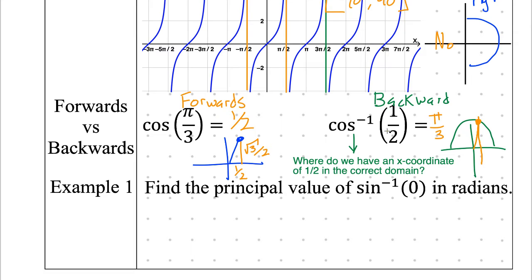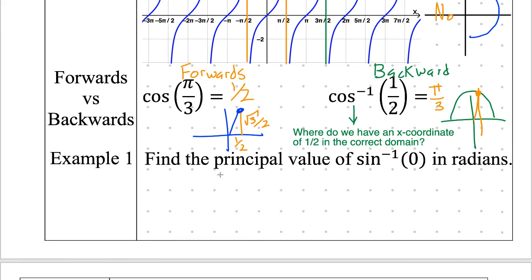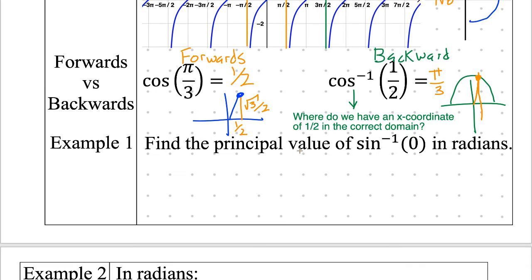So again, asking x coordinate or y coordinate and figuring out where that value is. Let's try another one. So again, these are how I'm going to be asking the questions in the future. Find the principal value, so you know exactly what I'm looking for. It has to be in that correct range of values, or the domain of values, I should say, of arc sine of 0 in radians. Everything is in radians from here on out.